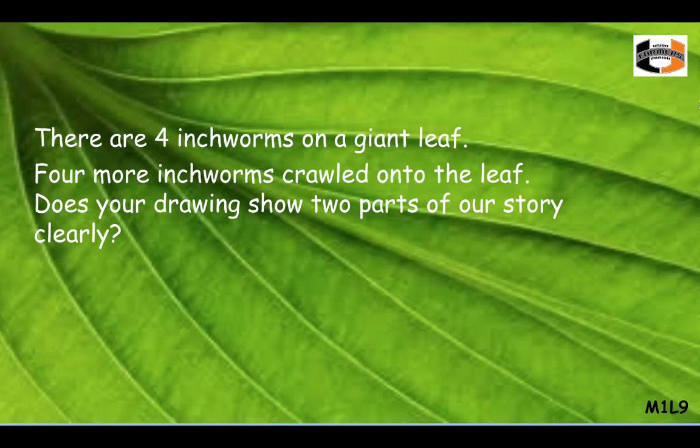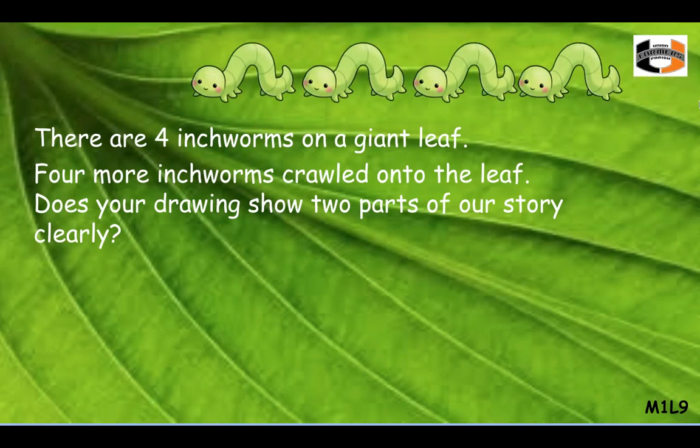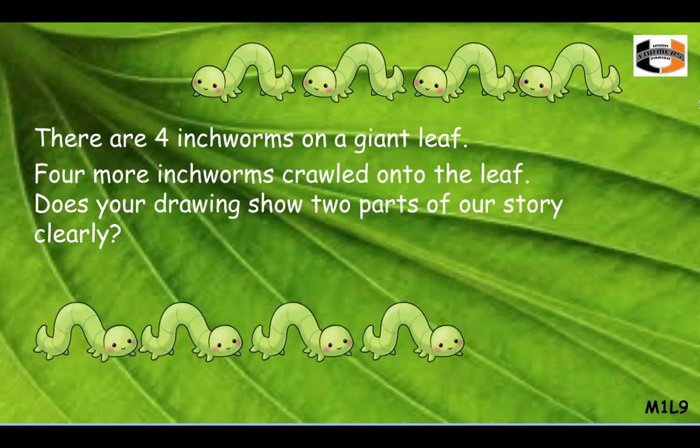Oh, you see some inchworms, so that must mean you need a writing tool. There are 4 inchworms on a giant leaf. 4 more inchworms crawled onto the leaf. Does your drawing show two parts of our story clearly? So you don't have to draw inchworms, you can draw circles. Just make sure that your drawing matches the two parts of our story.